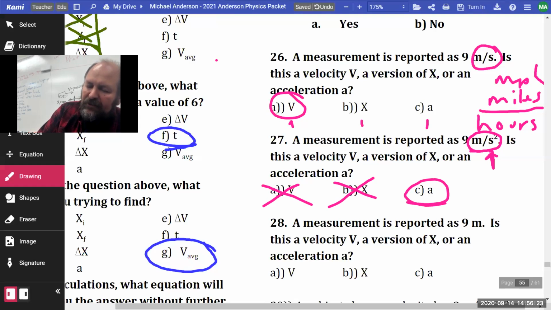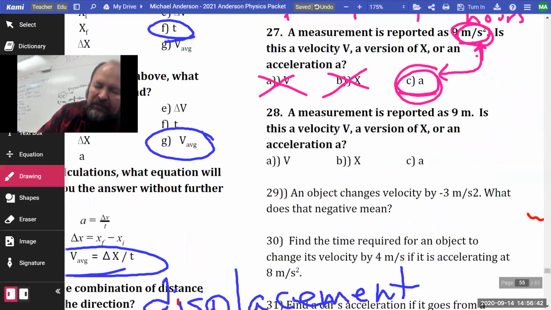Every time you see meters per second squared in this class, it's going to mean acceleration. And every time you have acceleration, its only unit will always be meters per second squared. It's a one-to-one relationship. One means the other automatically, no exceptions.